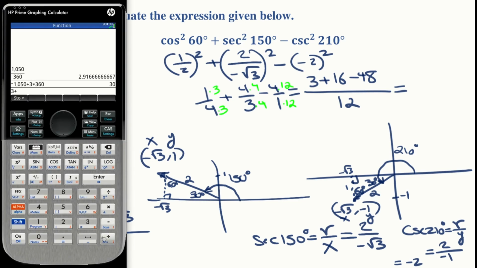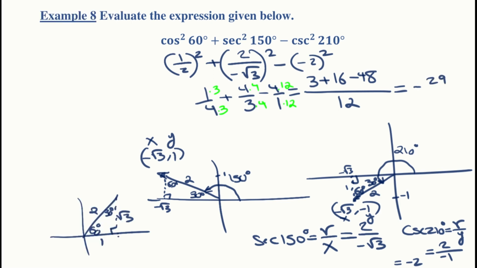3 plus 16 minus 48, and we get negative 29 over 12. So that's all there is to it. You just take it one step at a time and it all becomes quite simple.